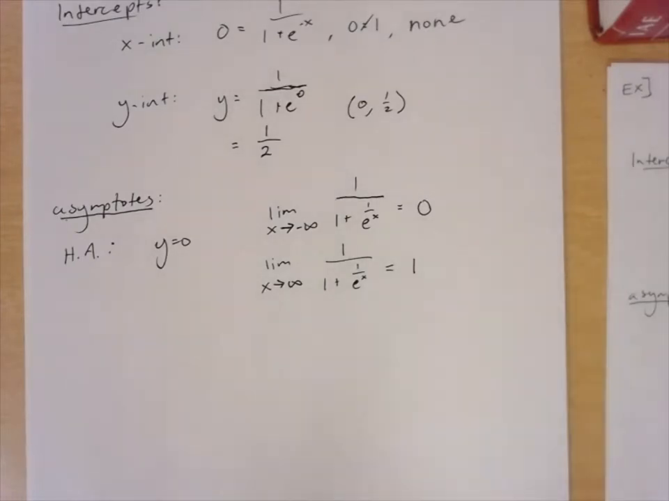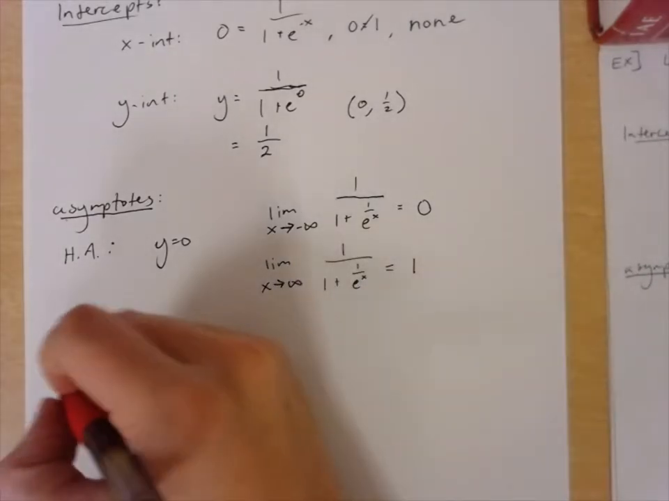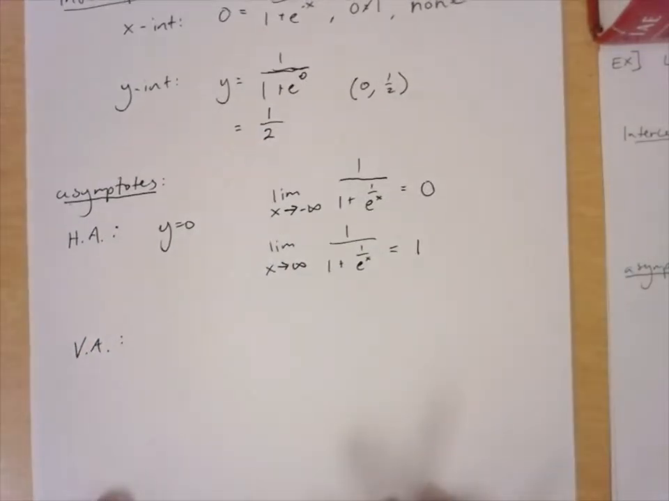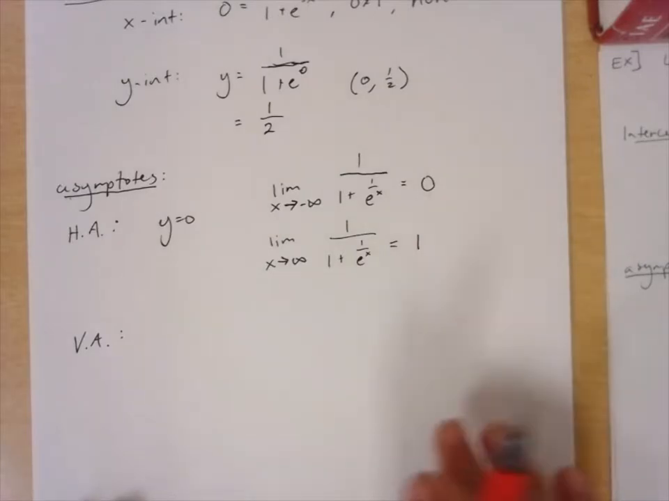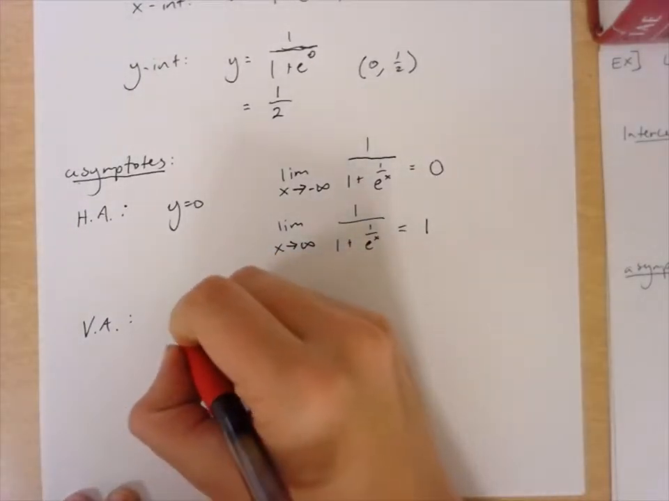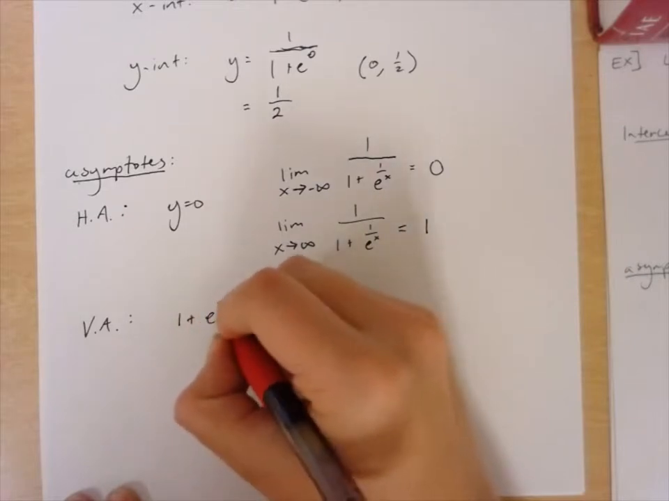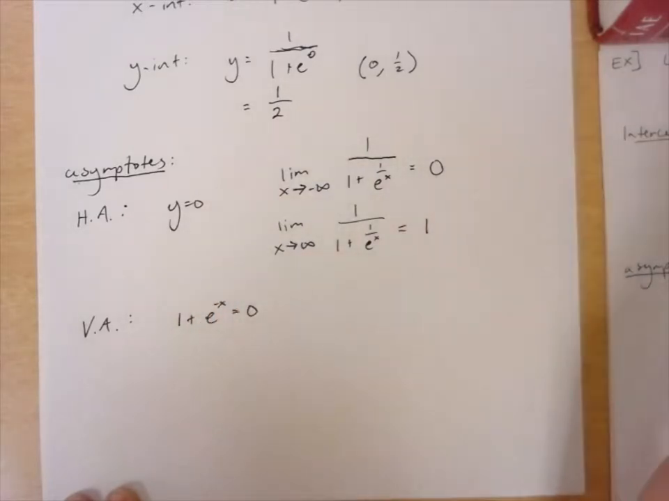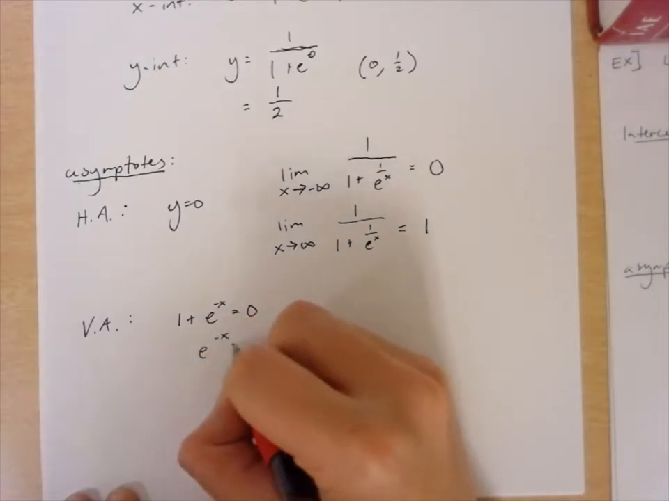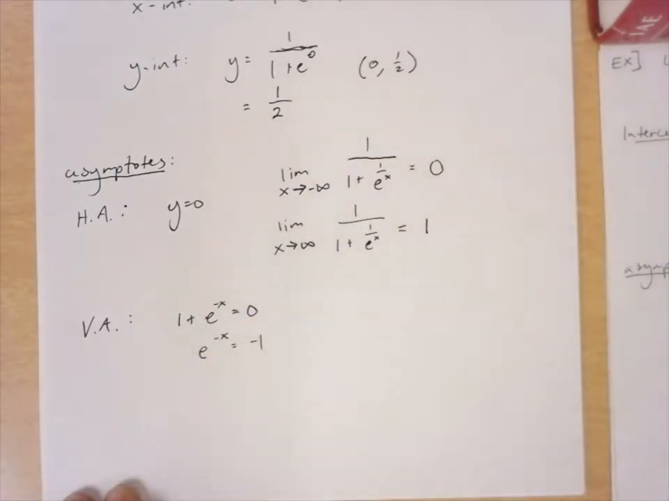And we had to do a little bit more work there because this wasn't a straightforward, nice and easy rational function. So we had to look back at our limits for that. For vertical asymptotes, we can try and find one of those by setting the bottom equal to 0, right? That's what happens with vertical asymptotes, the bottom equals 0. So we'll say 1 plus e to the negative x equals 0. And I get e to the negative x equals a negative 1.